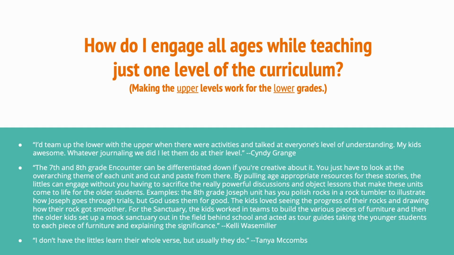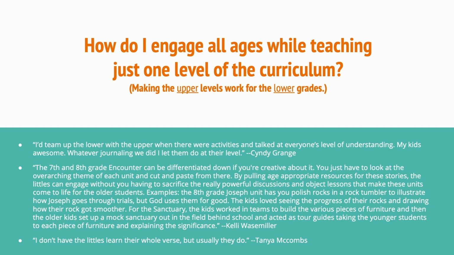So here's some ideas. Team up. Team the lower level with the upper level. Talk together. Do the journaling at their own level. So pictures versus words versus sentences versus paragraphs, whatever. It says it can be differentiated down if you're creative. Look at the theme of the unit, and then pull age-appropriate resources. The littles can engage without you having to sacrifice the really powerful discussions and object lessons that make these units come to life for the older students.